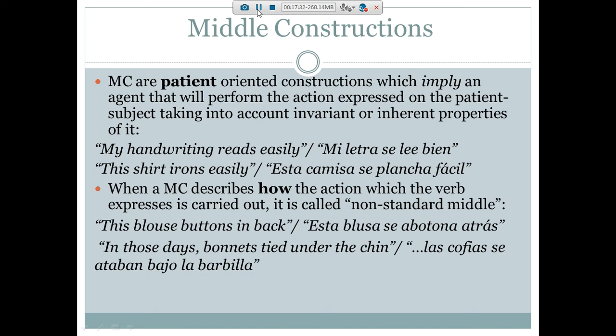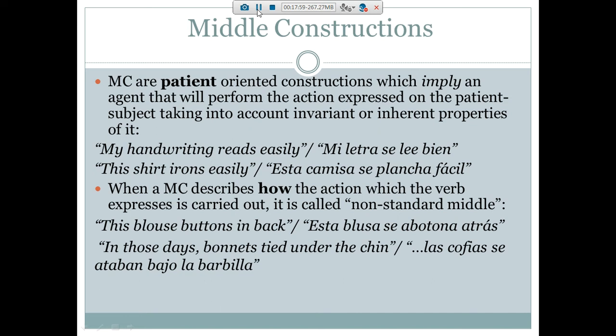The same goes for this shirt irons easily. Of course, the shirt is not an agent. The shirt is not ironing anything. But the translation would be, esta camisa se plancha fácil o se plancha fácilmente. Fácil es el uso del adjetivo con valor adverbial en contextos informales, ¿verdad? So, this shirt irons easily.